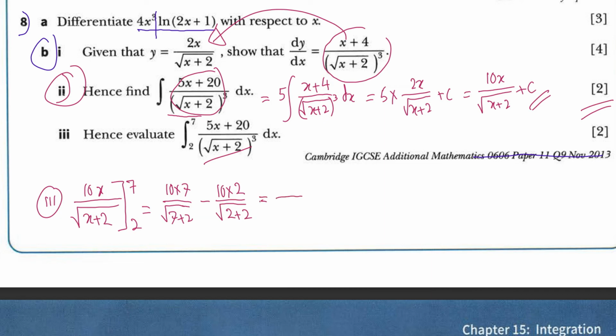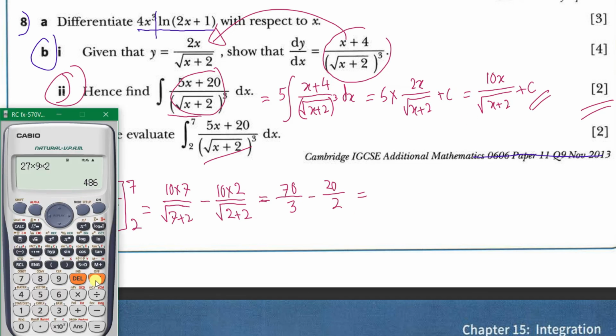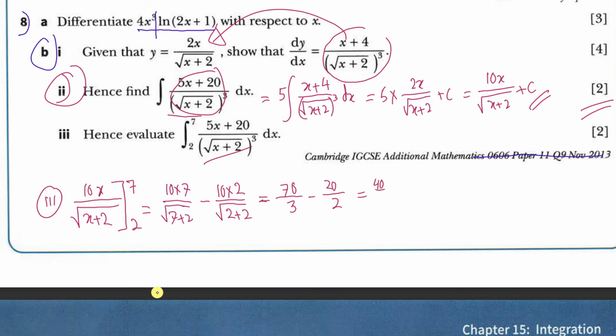So it is actually 70 divided by 3, and the other part is 20 divided by 4 root, which is 2. So this is our value. Let us use the calculator to get our final answer. 70 divided by 3, then the other part is minus 20 divided by 2, which we can write as 10. And finally we got from here 40 by 3. 40 by 3 is our final answer.